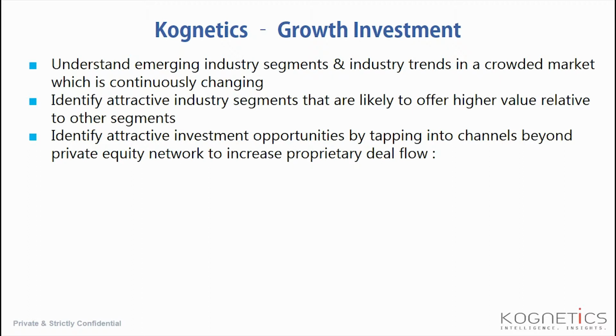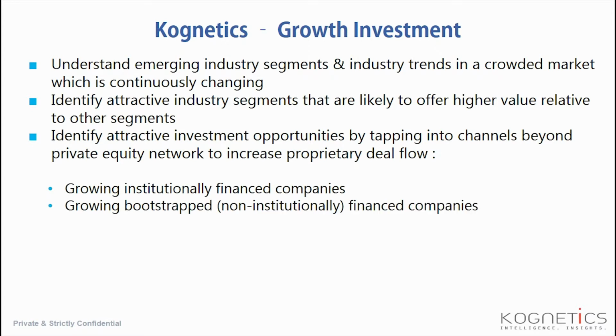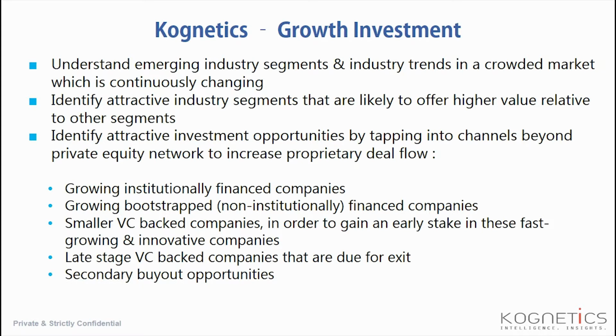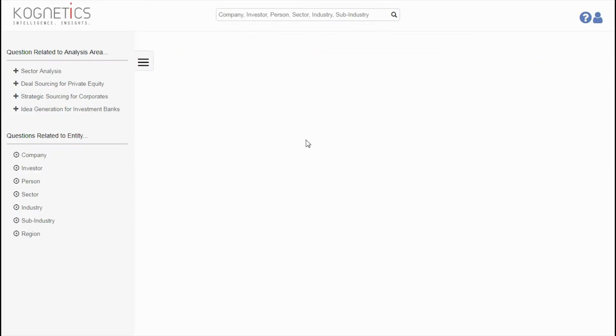increase proprietary deal flow, for example, growing institutionally financed companies, growing bootstrapped non-institutionally financed companies, identifying smaller VC-backed companies in order to gain an early stake into these fast-growing and innovative companies, identifying late-stage VC-backed companies that are due for an exit, looking at secondary buyout opportunities, looking at opportunities to take a company private or leverage buyout opportunities. In this video, we will give you a brief tutorial on how private equity firms can identify growing institutionally financed companies using Kognetics.